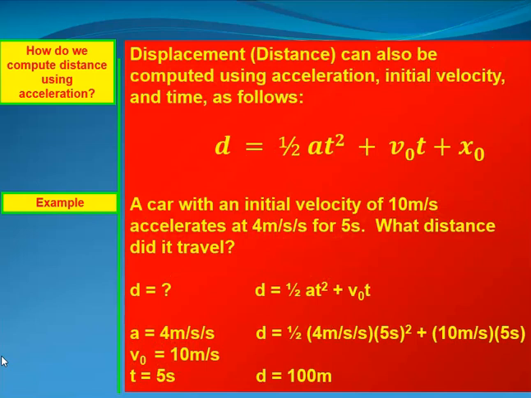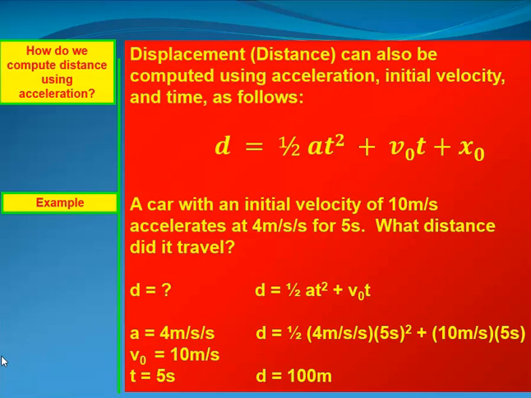Now there's another formula. It's a little more involved. It involves acceleration. So you can use this formula that you see here. A car with an initial velocity of 10 meters per second, so that's V0, accelerates at 4 meters per second squared, that's acceleration, for 5 seconds, that's time. What distance did it travel?